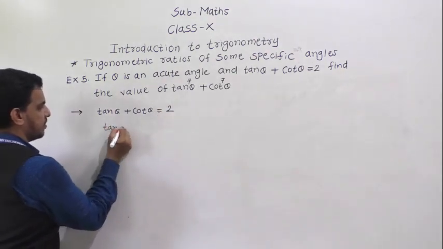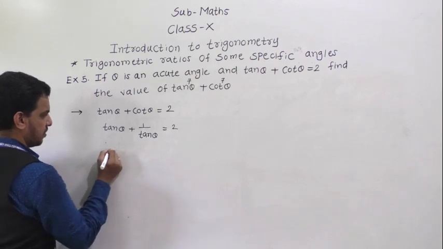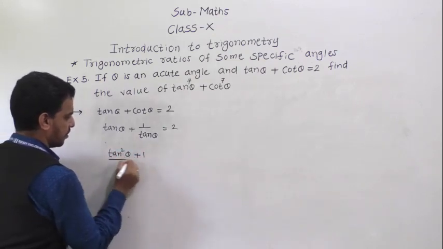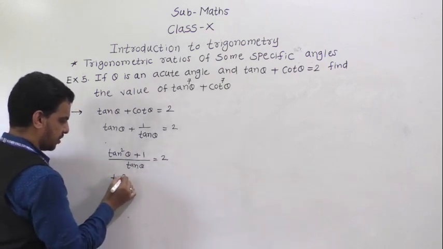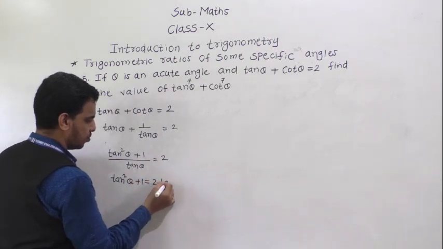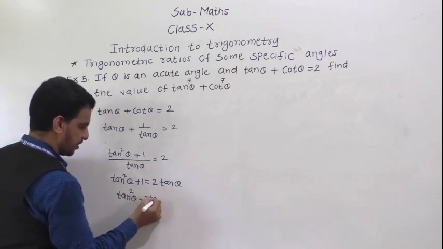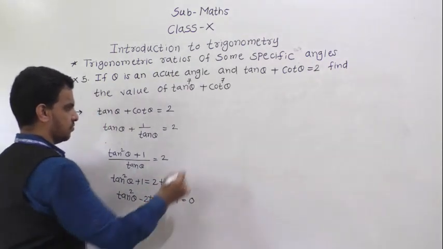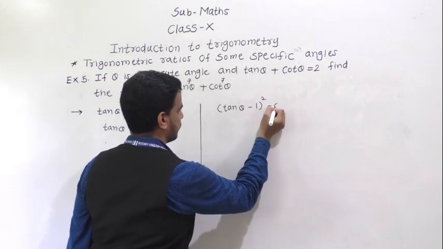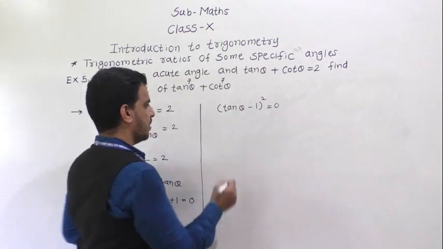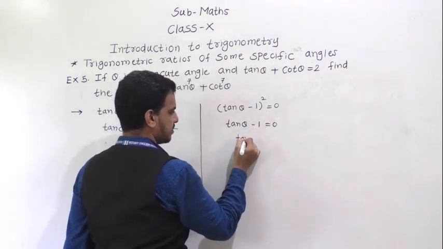So tan theta plus cot theta, we can write as tan theta plus 1 upon tan theta is equal to 2. If we make the same denominator here, we get tan square theta plus 1 upon tan theta is equal to 2. This tan theta, if we shift it here, we get tan square theta plus 1 is equal to 2 tan theta. Now this 2 tan theta shifts here, so we have tan square theta minus 2 tan theta plus 1 is equal to 0. Okay, so this is the expansion of (tan theta minus 1) whole square is equal to 0. Now (tan theta minus 1) whole square equal to 0 means tan theta minus 1 is equal to 0. So tan theta is equal to 1.